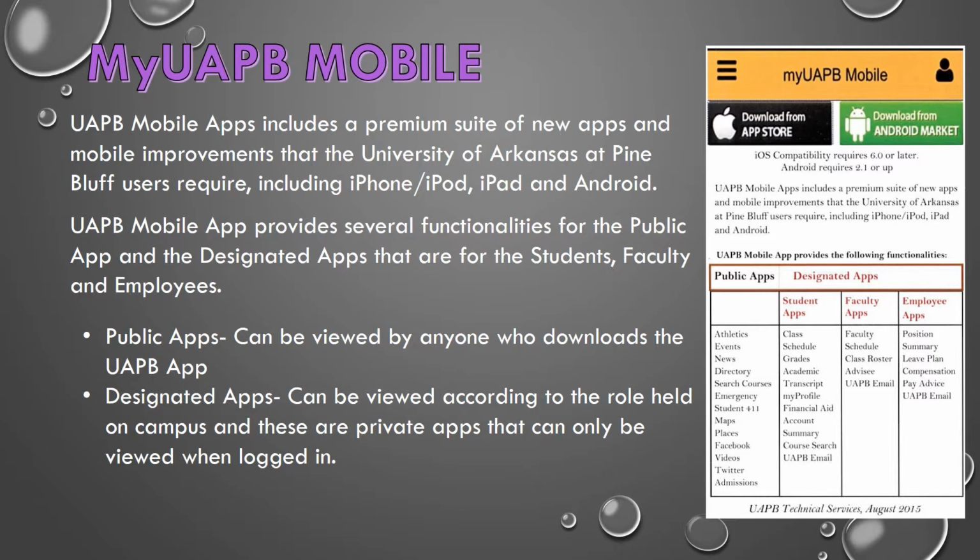The UAPB Mobile App provides several functionalities for the public app and the designated apps that are for the students, faculty, and employees. The public app can be viewed by anyone who downloads the UAPB app. The designated apps can be viewed according to the role held on campus, and these are private apps that can only be viewed when logged in.